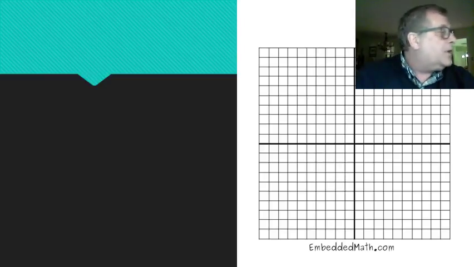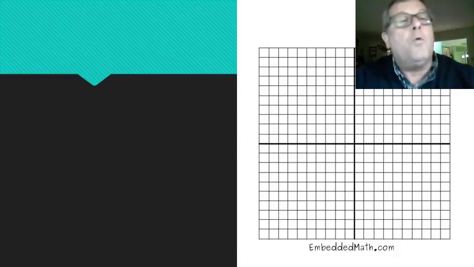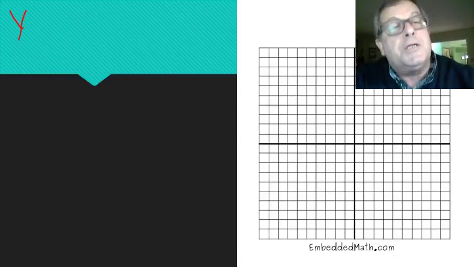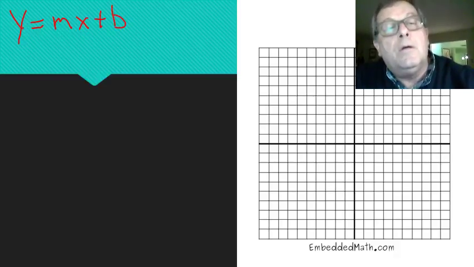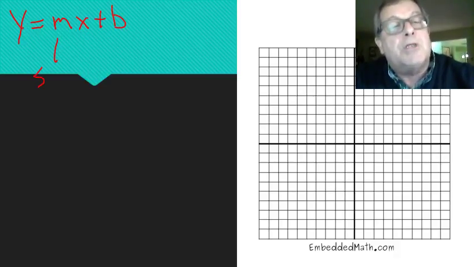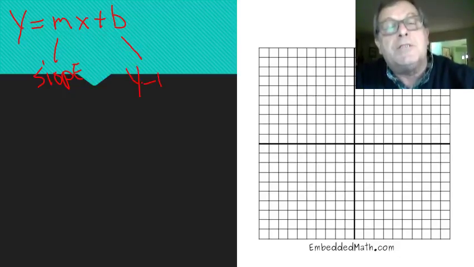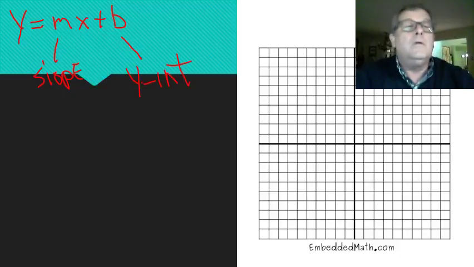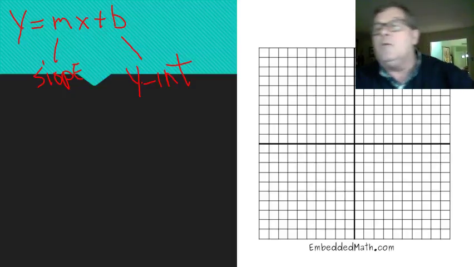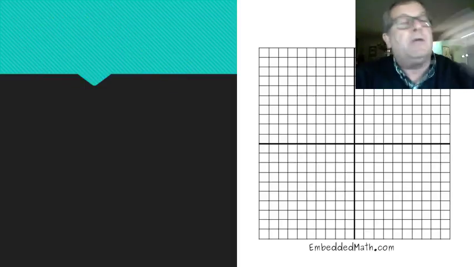Okay, so we're now looking at graphing equations in slope-intercept form. So let's first begin with what slope-intercept form is. Well, it's an equation that looks like this: y equals mx plus b. Now, m represents the slope of the line. That's the coefficient in front of the x value, and b is the y-intercept. So y equals mx plus b, where m represents the slope and b represents the y-intercept. So let's look at how we could graph a couple of these.